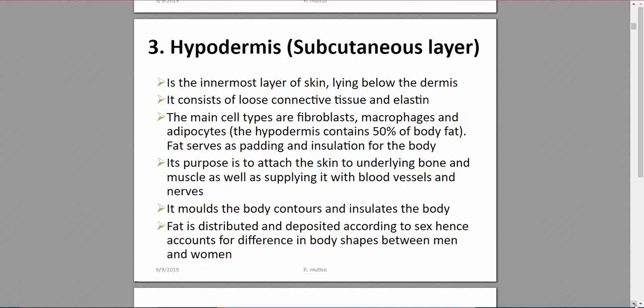Away from that, the hypodermis, the subcutaneous layer, is the innermost layer, and it lies below the dermis. It consists of loose connective tissue. The other layer had fibrous connective tissue, but here loose connective tissue is present, and there is elastin. The main cell types are the fibroblasts, the macrophages, and the adipocytes. This layer contains about 50% of body fat. Fat serves as padding and insulation of the body.